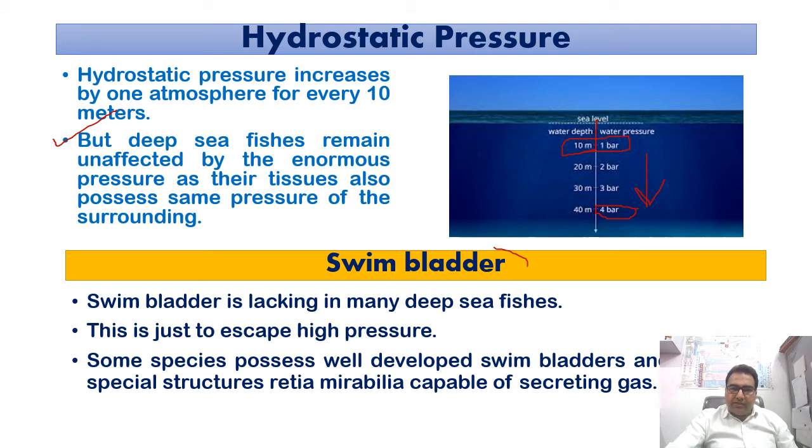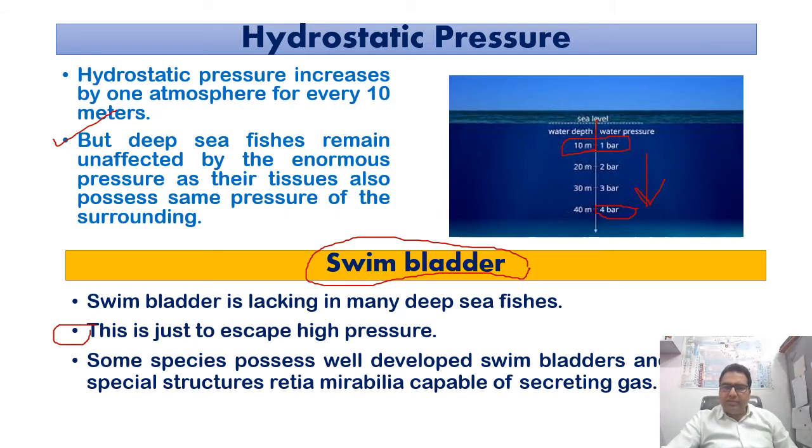Then if we talk about the swim bladder, it is lacking in many deep sea fishes. So this is just to escape the high pressure. But in certain cases, which we shall talk about a little bit ahead, when we talk about the mesopelagic, bathypelagic, and benthic fishes side by side.